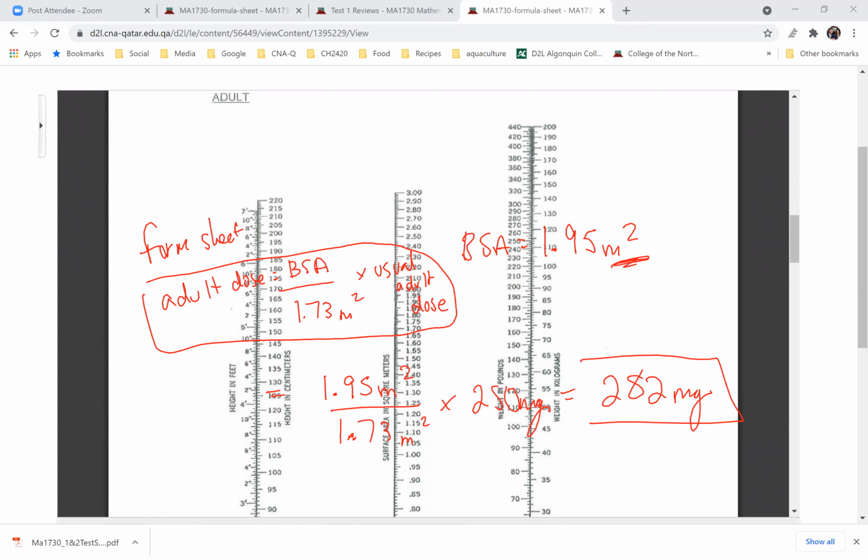Now, guys, just a little reminder. On the answer key, I think it says 286, but that's because my BSA was a little bit off. I'm not looking for specifics here. As long as your answer is around 280, I'm happy. Anytime you use a nomogram, you're going to see some error involved. All right, cool. Let's keep going.